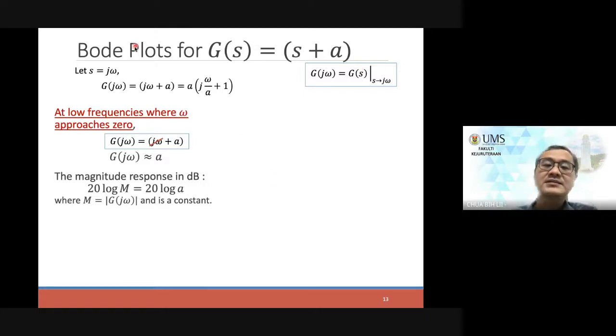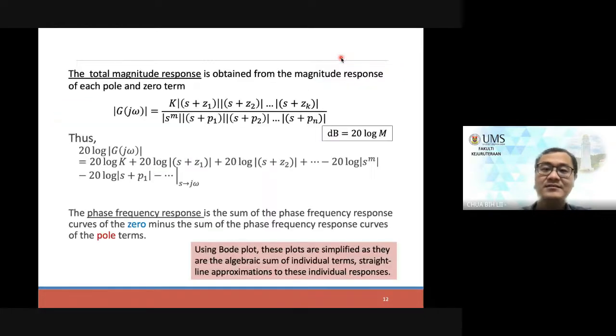So let's take this dot plot for this transfer function, G equals S plus A. Take the simplest one. We forget about all the complex fractions. Remember, it can be a very complex fraction for our transfer function. So now we just use this concept: all these things can be added and subtracted. Therefore we draw all these terms one by one.